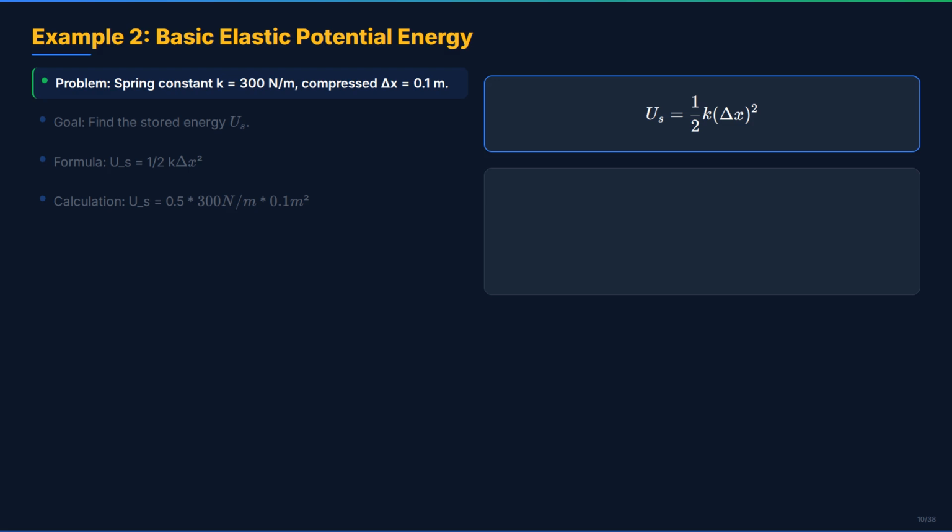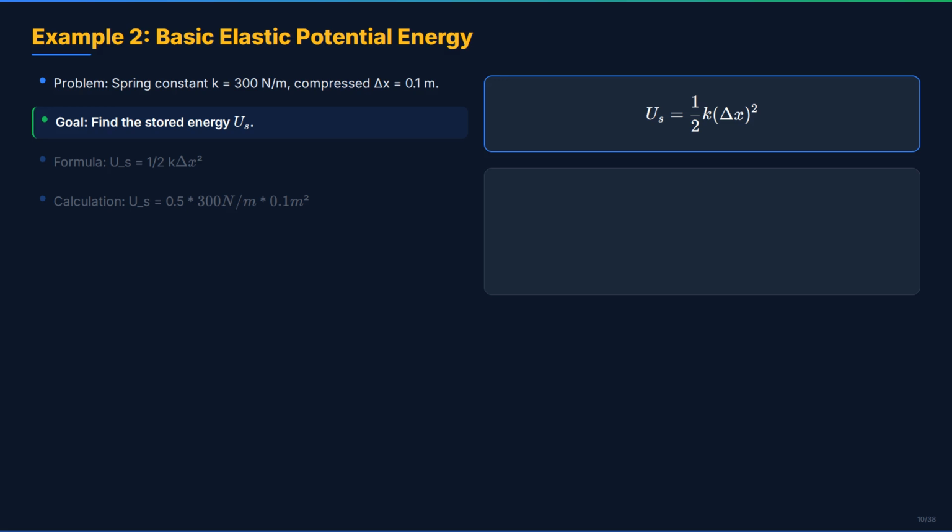Time to the spring. Remember, this is about the energy stored due to deformation. We use the spring constant, k, and the displacement, delta x. First, we square the displacement. 0.1 meters squared is 0.01 square meters.